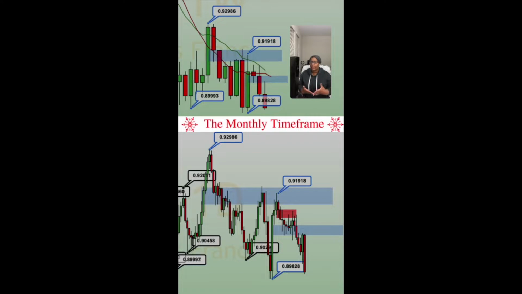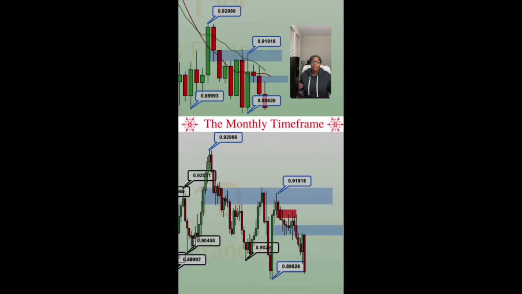If you are a brand new trader, one thing that you don't want to do is start at a very low time frame. The reason why you don't want to start too low is because it's too much noise. So if you start on the 1 minute time frame, the 5 minute, the 15, 30, sometimes even the one, you're going to be lost in the sauce, right? And I don't want you guys lost. So we're going to start on a higher time frame.